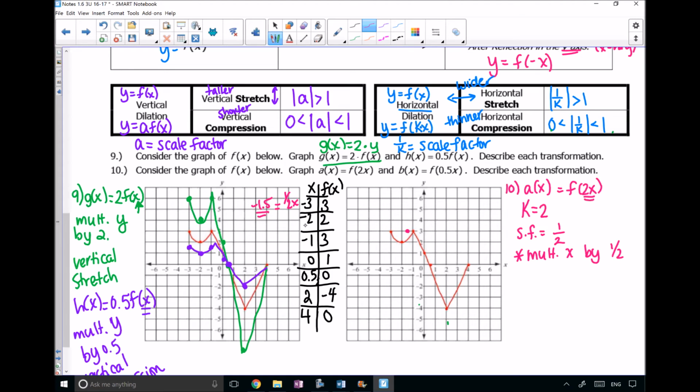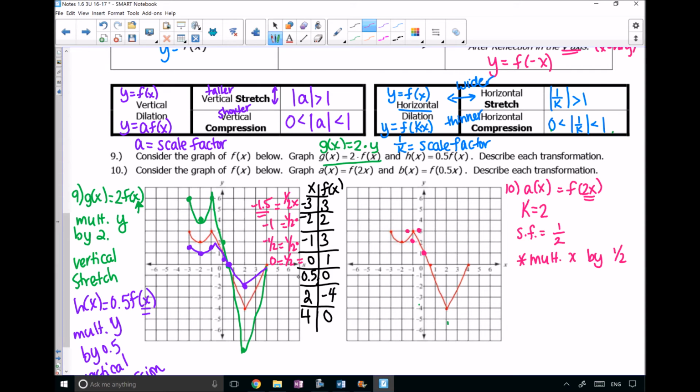Here, when I multiply -2 by 1/2, I end up getting -1. So my x value is -1, but my y value stays at 2. Okay, here multiply -1 by 1/2, I get -1/2. So my x value is -1/2 and my y value is 3. Okay, here multiply your 0 by 1/2, it stays 0. So it's going to be an x value of 0 and my y value stays the same at 1.